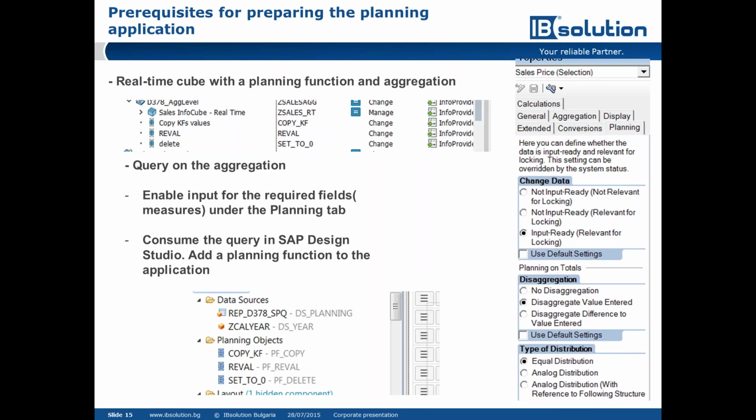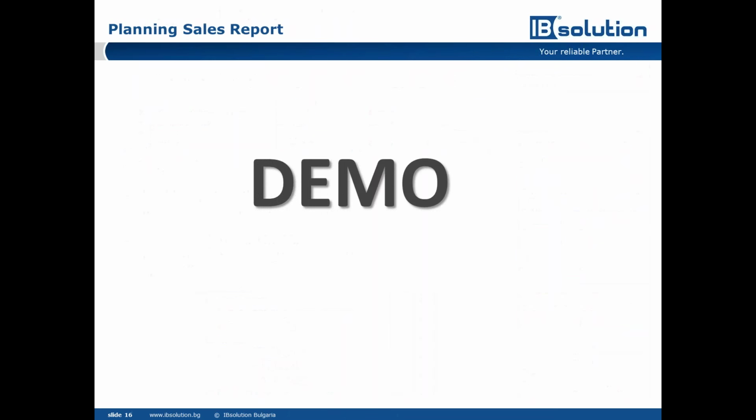The query is on the aggregation level. We have to enable the key figures to be input ready, relevant for working under the planning tab. And finally, we have to consume our data source in Design Studio. And also, if we have any planning functions, we have to add them to our application. So let me start with the demo.